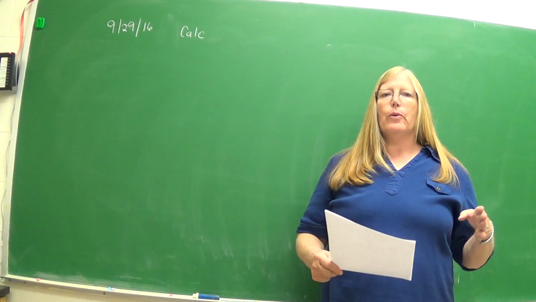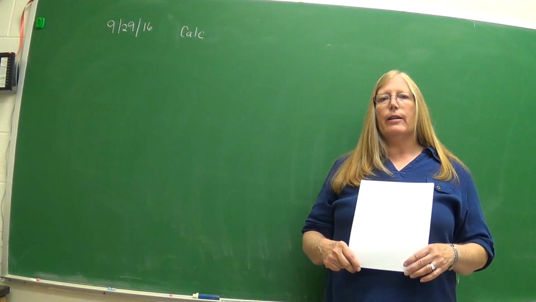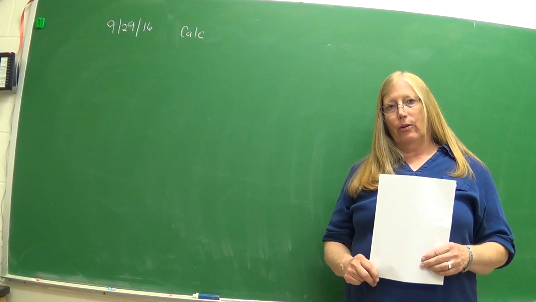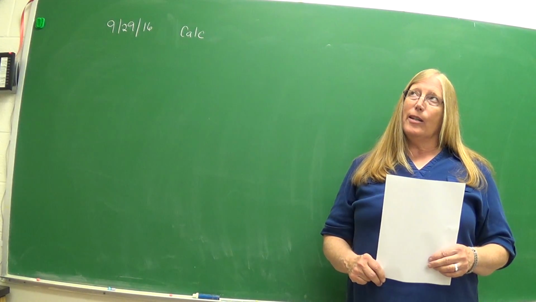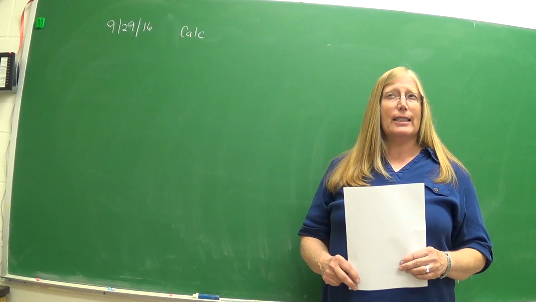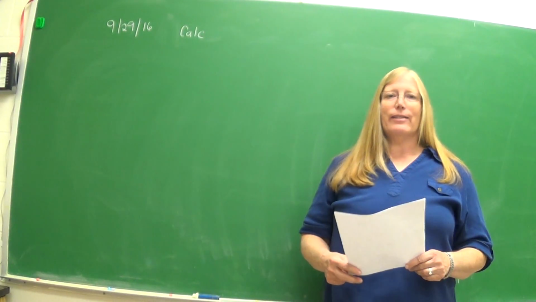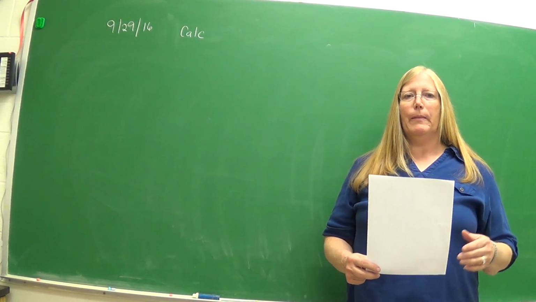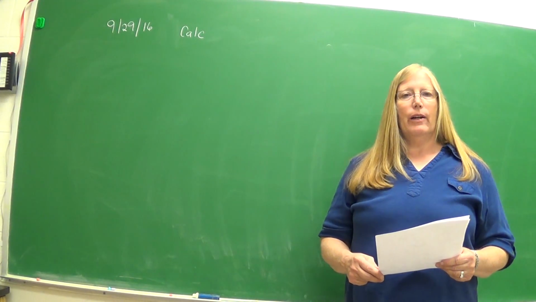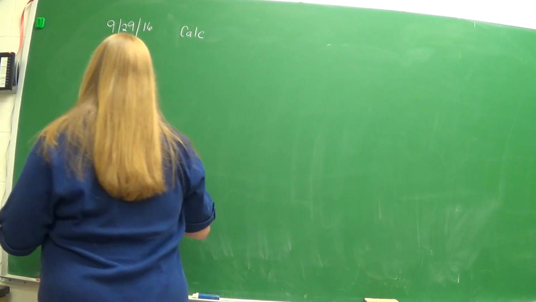Hopefully from the night before you did a list of limits as h approaches 0 of different expressions like x, x squared, x cubed, x to the fourth. What else did you do? 1 over x and square root of x, I think. At the end of that, you were asked to look for some patterns, so maybe we can find a quicker way to get the derivatives. From that, hopefully you noticed that there is something that exists called the power rule.